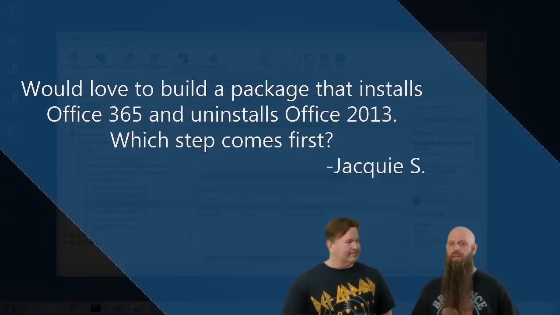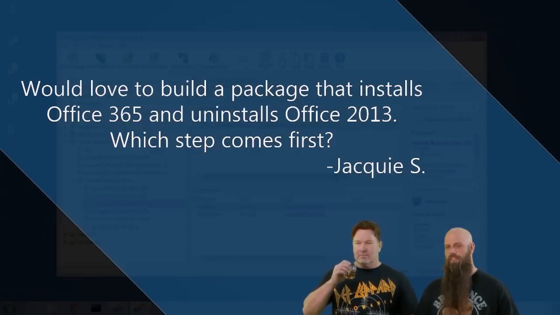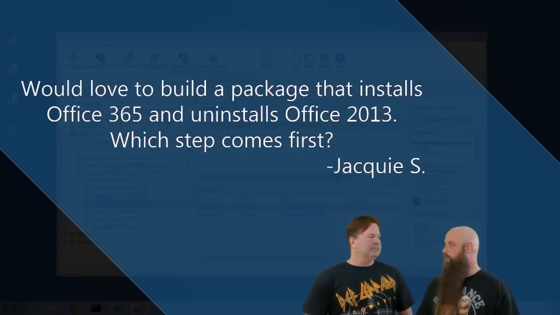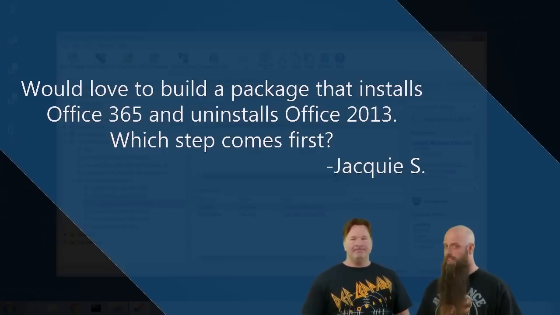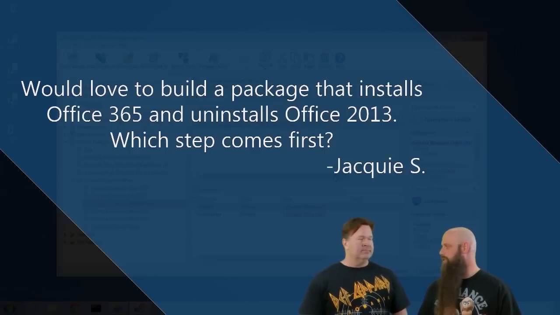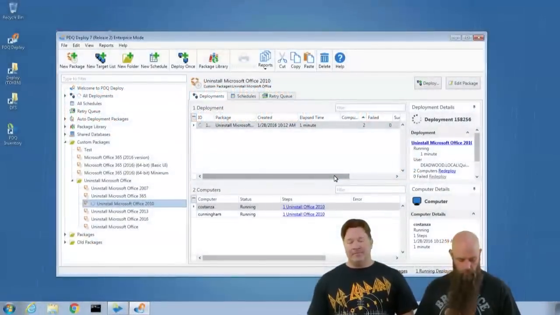For example, if you're trying to install Office 365, the 64-bit version, on a 64-bit target machine, but it has the 32-bit version of 2013, you could run into problems. So if you were talking about straight 64 to 64, 32 to 32, it should work. But honestly, I would do the uninstall first. That's my recommendation. I would agree with that, yeah.